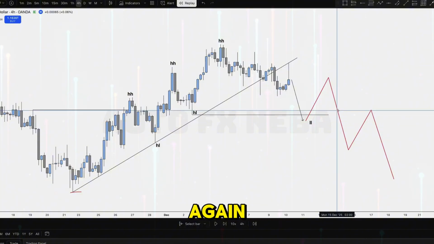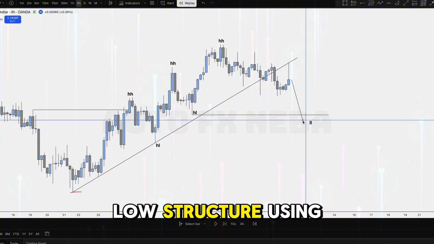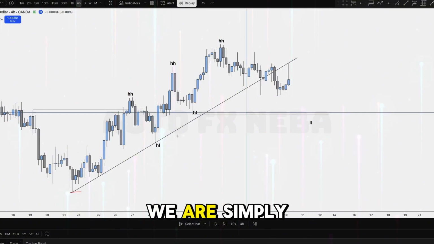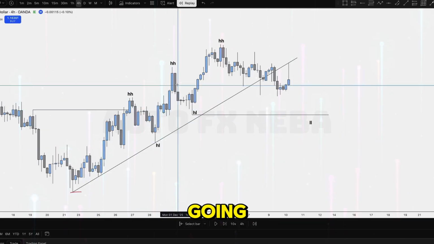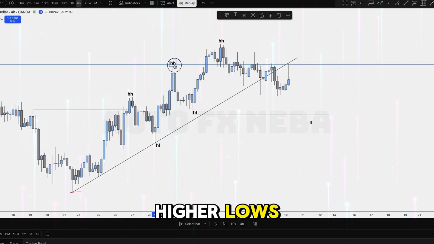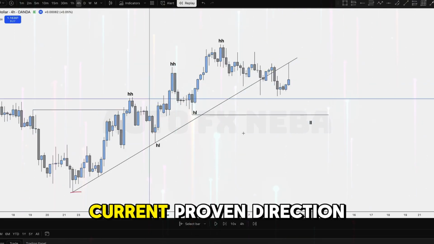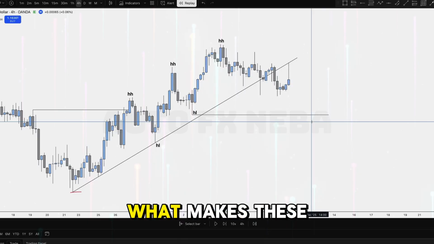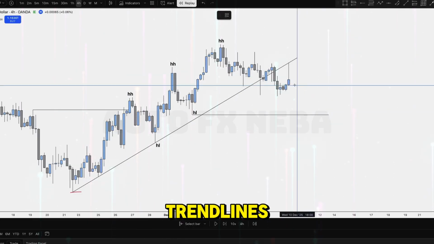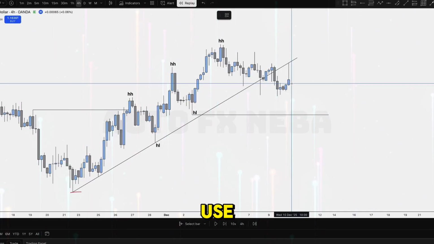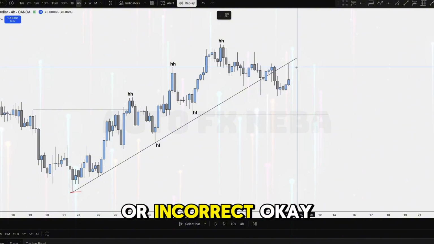until that shifted again. So when we're looking at high-low structure using raw price action, we are simply looking at which way the candles are going. Are they creating higher highs and higher lows, or lower lows and lower highs? And then we trade with the existing, current, proven direction of the market. And that is what makes these arbitrary tools like trend lines, and the other one is moving averages that people use, essentially obsolete or incorrect, okay?